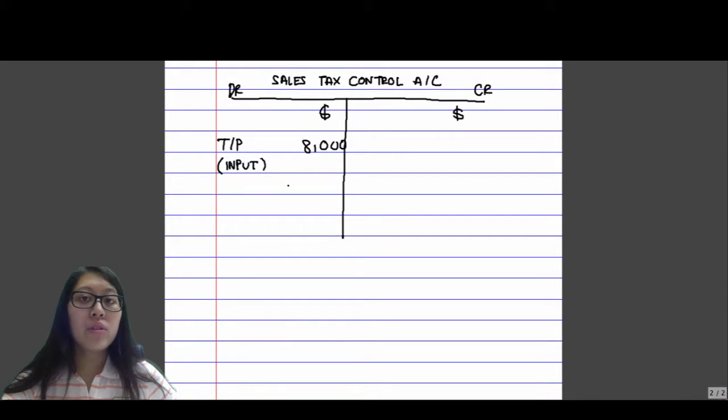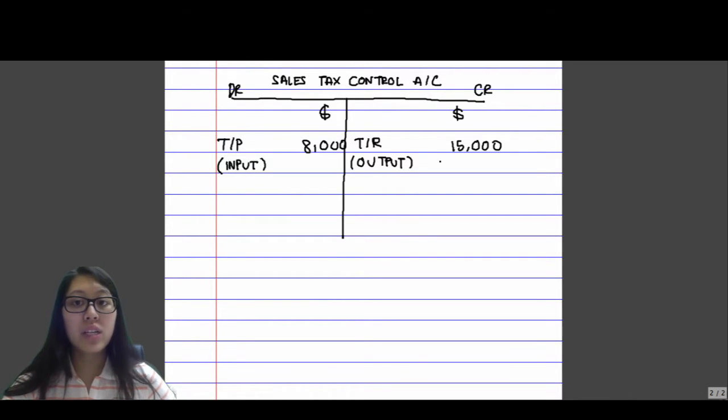Now, if we were going to have an output tax, that means it would be on the opposite side. So we're going to reflect by saying trade receivables, for example, $15,000. This is going to reflect my output tax. Okay, all you have to do is just remember the double entries. If we're going to have a sale, then the double entry should be debit trade receivable, credit sales, and credit the sales tax account. That's why it's on the credit side.